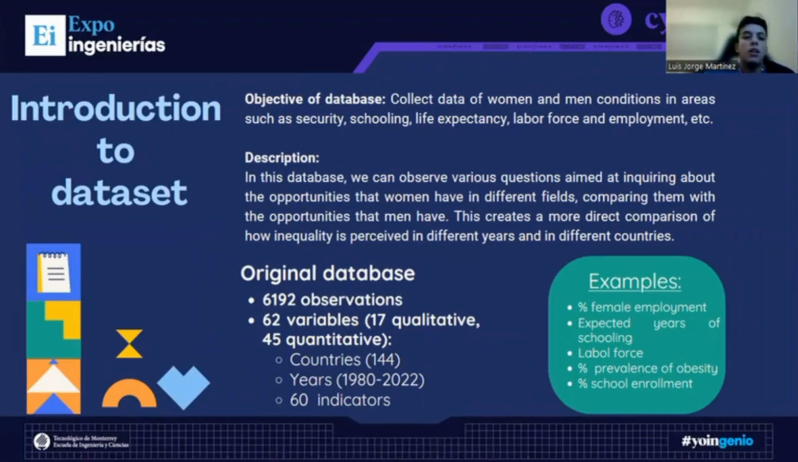The original dataset has 6,192 observations with 62 variables. 17 of them are qualitative and the rest are quantitative. The countries evaluated are 144. The years go from 1980 to 2022, and there are 60 indicators. These are some of the examples.